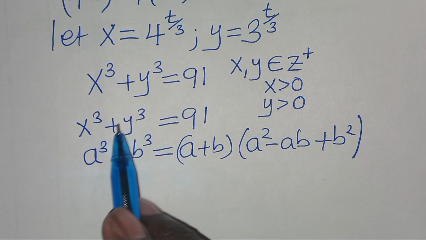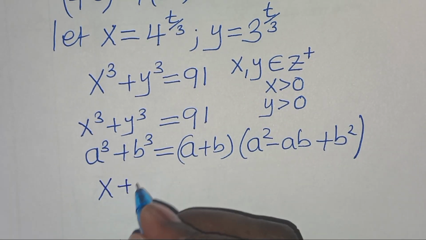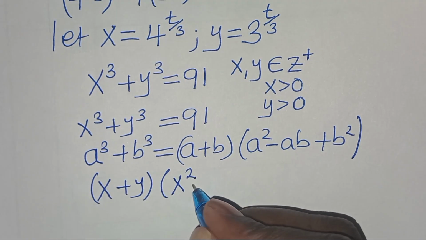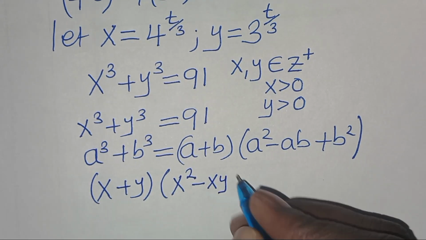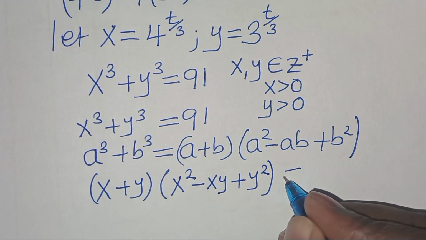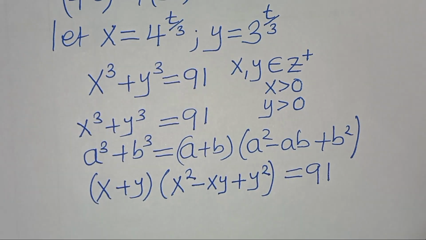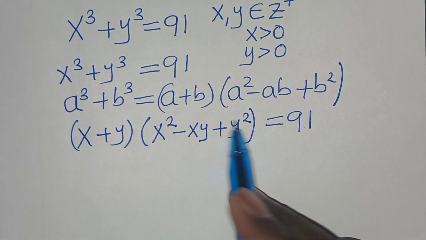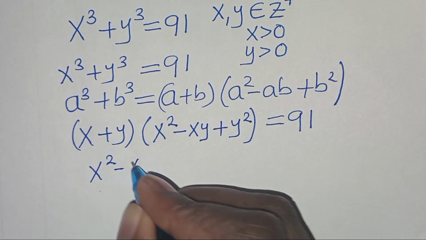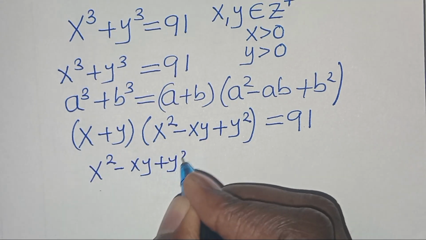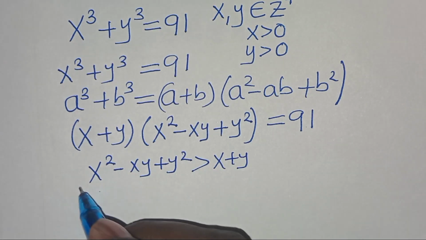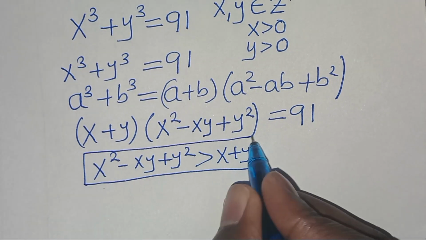Applying this property, then here we have x plus y. Then here we have x to power 2, subtract x times y, then plus y squared. This is equal to 91. Now, from these steps here, we find that x squared minus xy plus y squared is greater than x plus y. So this condition is very critical.